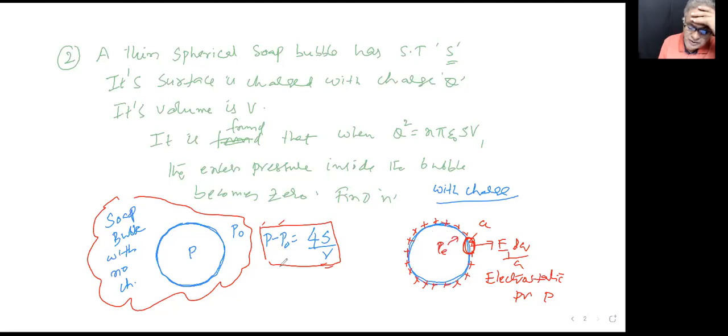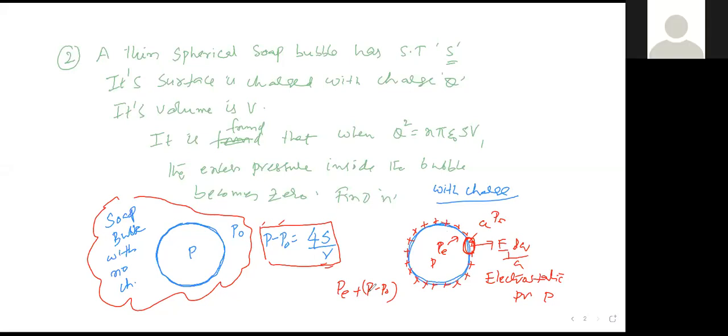Now, how will I write my equation? There is a P here, there is a P0 there. So what should I write? P electrostatic plus P minus P0 will be the surface tension excess pressure, which is equal to 4S by R.